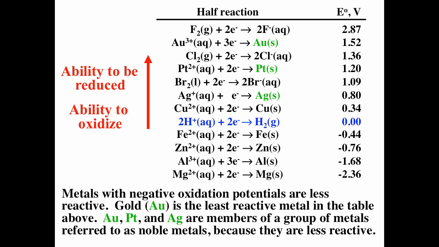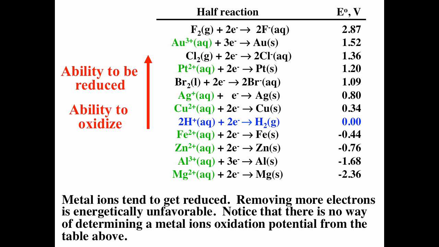That's kind of interesting. Metals with negative oxidation potentials are less reactive. And so gold is the least reactive metal in the table according to the oxidation potential. Its oxidation potential is minus 1.52. Platinum has an oxidation potential of minus 1.2, and silver has an oxidation potential of minus 0.8. And so they're all a little bit less reactive, and are actually referred to as noble metals. Metal ions tend to get reduced, and so they tend to have a positive reduction potential.